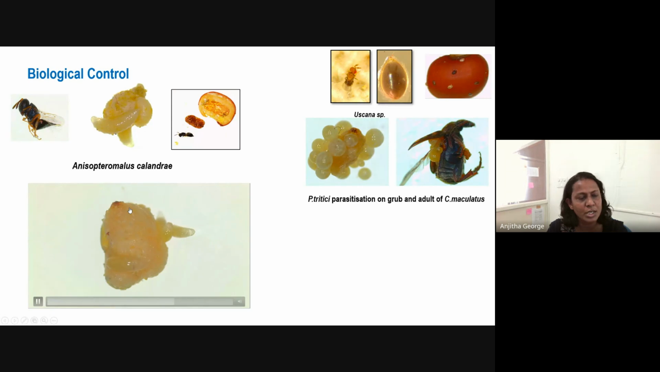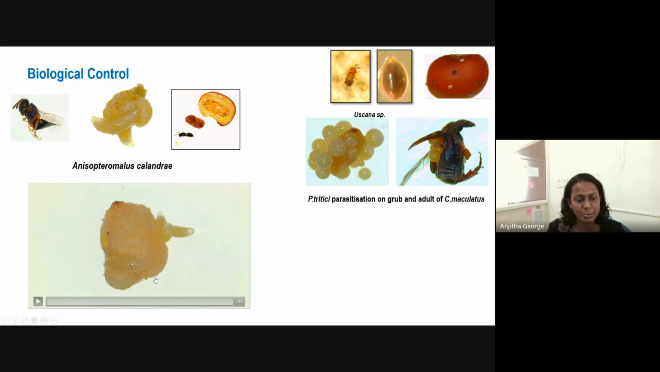What this parasitoid does is suck the body fluid of the pulse beetle larva, and slowly, within 4 to 5 days, the pulse beetle larva will die, and following that, the parasitoid adult will emerge out of the seed. But it is a slow process, just like we say homeopathy and allopathy effect.